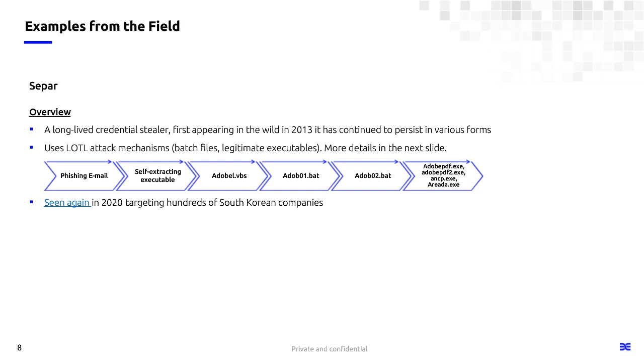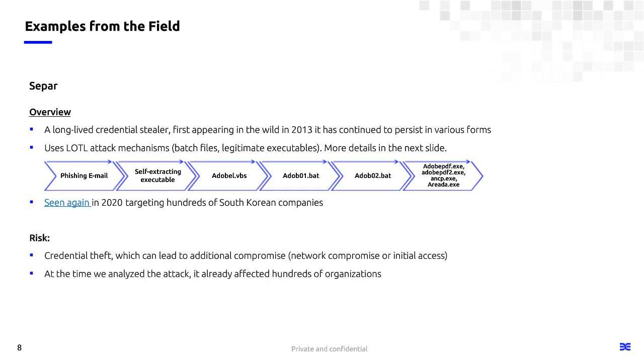In the attack that we analyzed of this information stealer, it uses living off the land attack mechanisms, and it is a very good example of malware that is almost 100% based on living off the land. I'll provide more details in the next slide. But first of all, the risk of this is also very obvious, since this is a credential stealer.